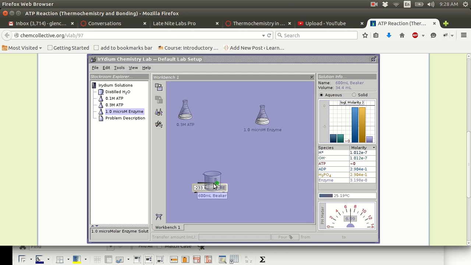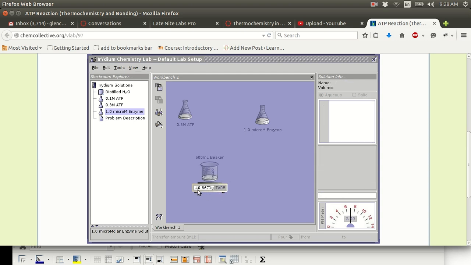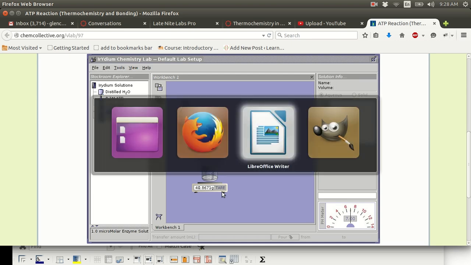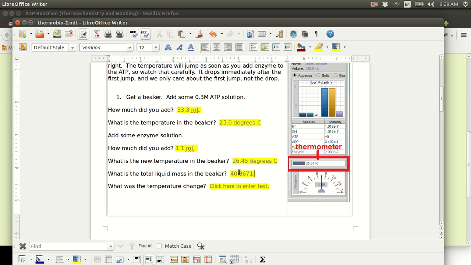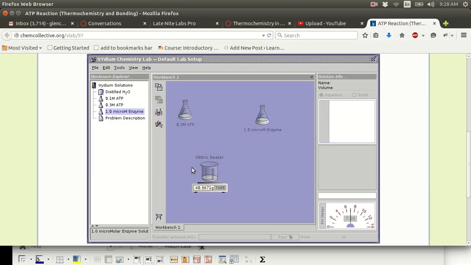So now I'm going to put this full beaker on the balance, and I get 40.8671 grams. So total liquid mass is 40.8671 grams. Now you notice that I put the beaker on there and it says 40.8671. It doesn't say 200 something. That's because I tared the scale with the empty beaker on the scale, meaning the scale thinks that the empty beaker weighs 0. So whatever is in the beaker is what's getting measured.